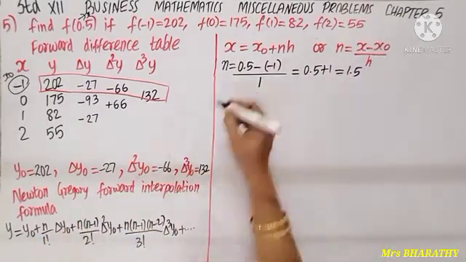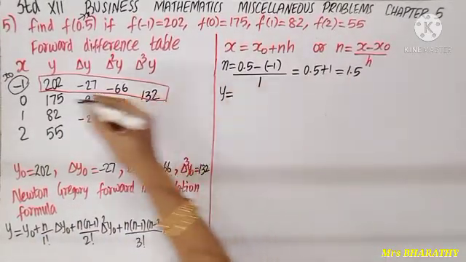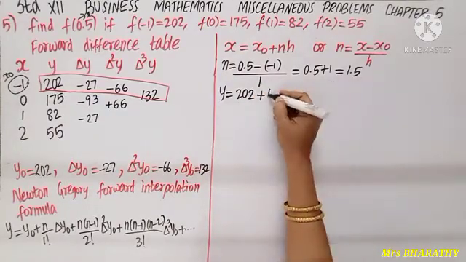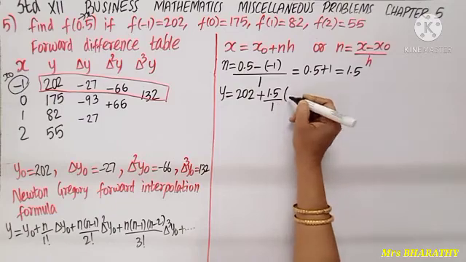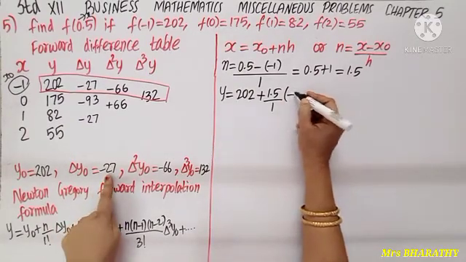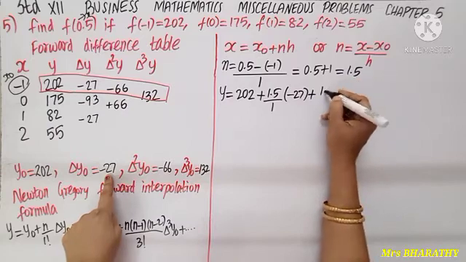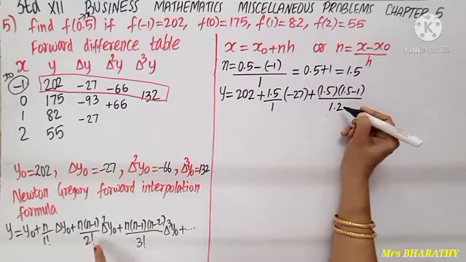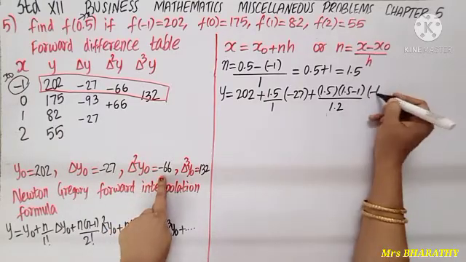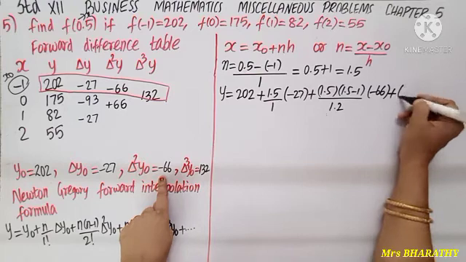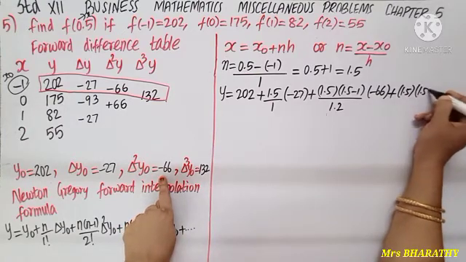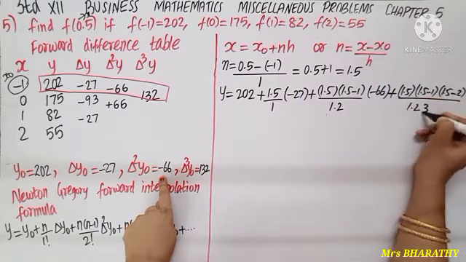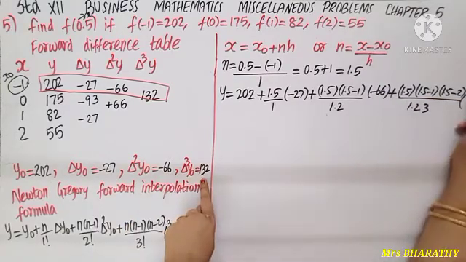Let us substitute in y. y0, that is 202, plus n value by 1 factorial del y0, plus n into n minus 1 by 2 factorial into del square y0, plus n into n minus 1 into n minus 2 by 3 factorial into del cube y0.